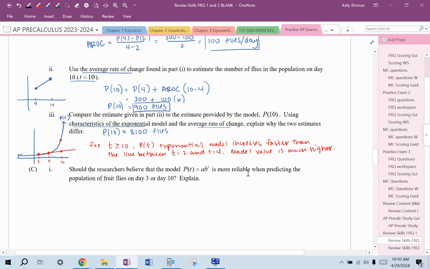Should the researchers believe that the model for P of t is more reliable when predicting the population on day 3 or day 10? Well, we can see that the prediction model is a lot different than what we got here for day 10. It's not about which one you think is correct. Do you think 900 versus 8,100 is correct? This is a domain question. So the model is more reliable.